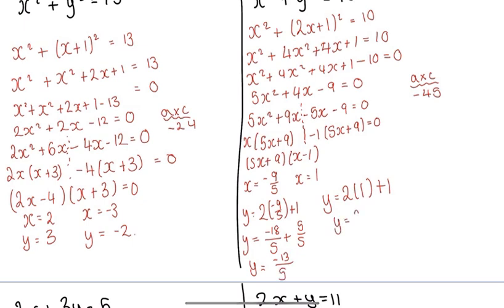This one's a little bit easier. 2 times 1 is just 2. Add on 1 gives us 3. So your answers here are x equals negative 9 over 5 and y equals negative 13 over 5. Or x is 1 and y is 3.